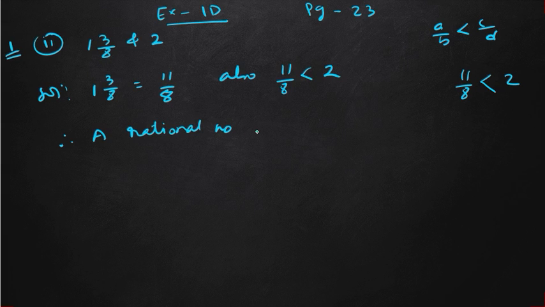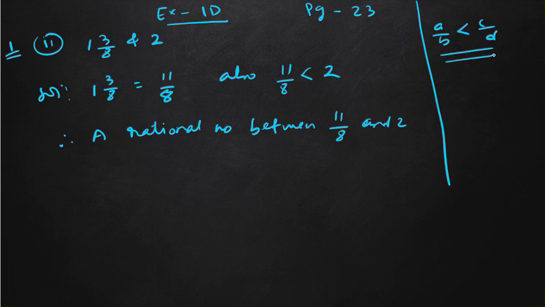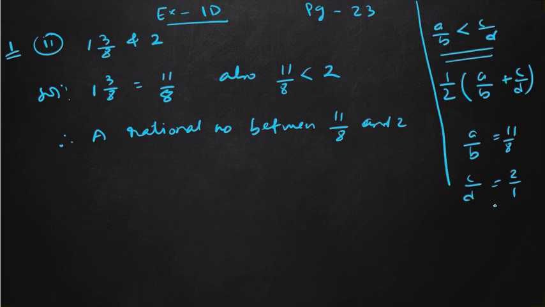So a rational number between 11 by 8 and 2. So how to find the rational number? We have one formula: between a by b and c by d, the rational number is 1 by 2 into a by b plus c by d. Here our a by b is 11 by 8 and c by d is 2 by 1. Okay, so a rational number between 11 by 8 and 2 is half into 11 by 8 plus 2 by 1.